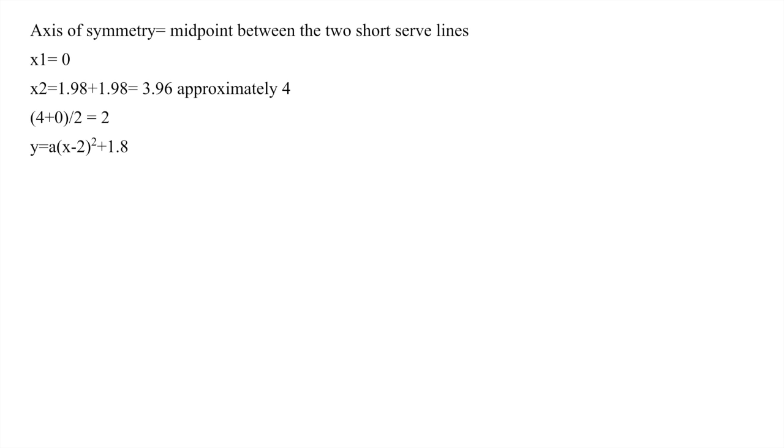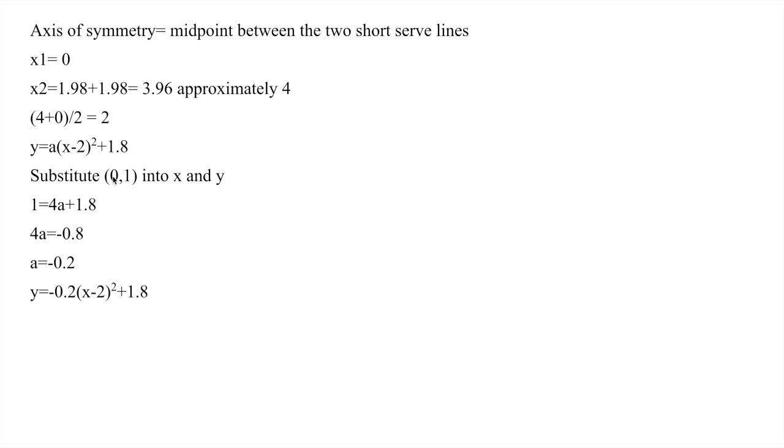For the value of k, I substituted 1.8 because it can actually be anything that is above 1.524 in order for it to pass through the net. The next step is to find a. I substituted 0 and 1, which is the y-intercept, into the vertex form in order to find a, which the answer is negative 0.2. Here's the new vertex form of the new equation.